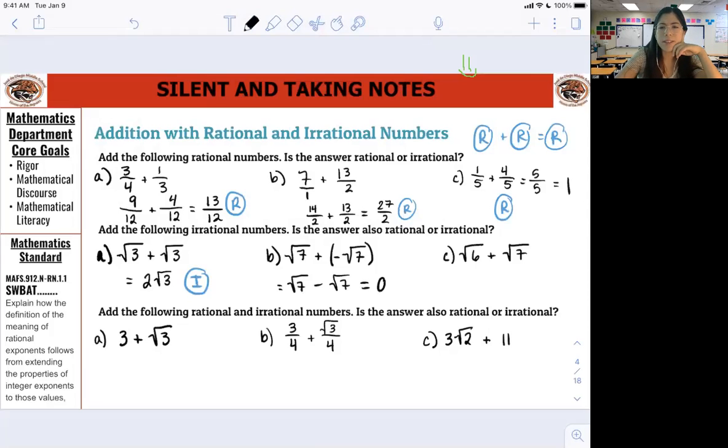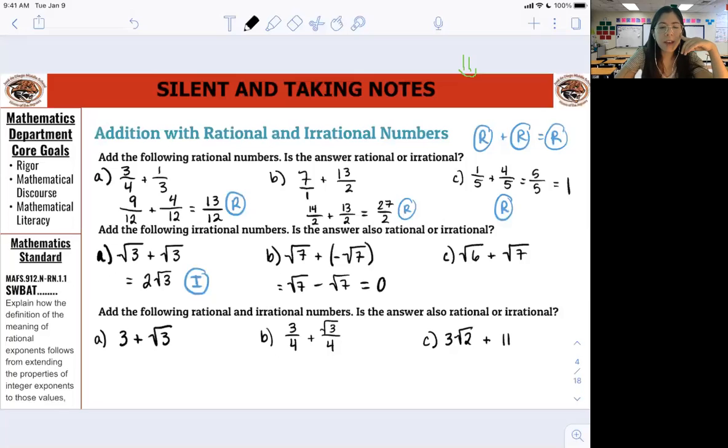Now let's think about this. Is 0 rational or irrational? Irrational. Wait, 0 is not a whole. Is 0 a whole number? Good question. So 0 is one of those weird numbers, right? Because it's kind of like the absence of a number, if that makes sense.